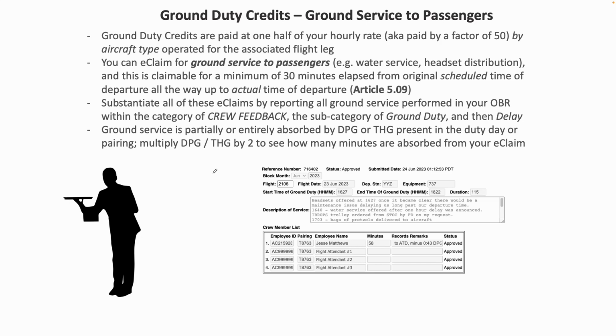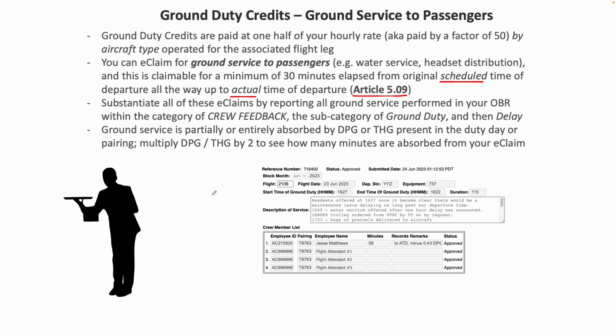You are able to e-claim for ground service to passengers. That would be, say, water service or headset distribution, and this is claimable for a minimum of 30 minutes that starts from your original scheduled time of departure all the way up to your actual time of departure. And that's based on what we find in the contract in Article 5.09.